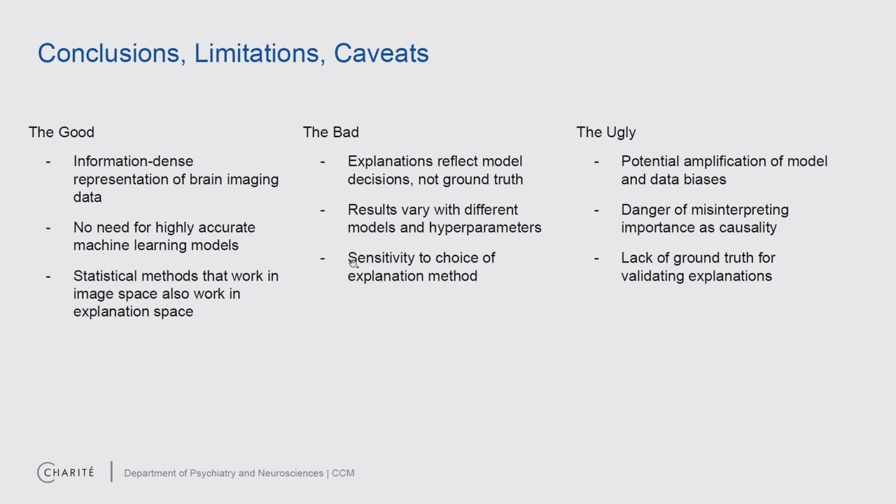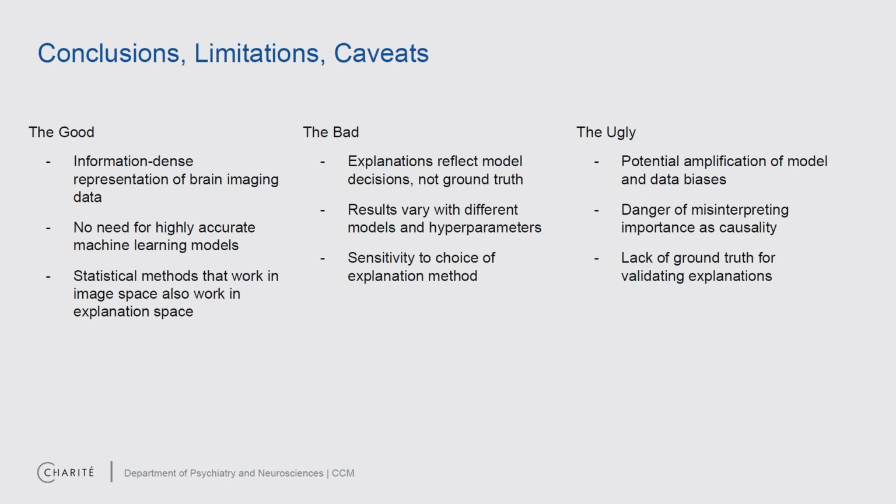But all the downsides and caveats that we've already heard in the first two talks stay relevant and to some extent become more problematic. Explanations reflect the model decisions and not the ground truth. They vary depending on how you tune the model. They vary with the specific explanation method. And most problematically, if there are weird biases in the model, they're likely going to be amplified in explanation space.